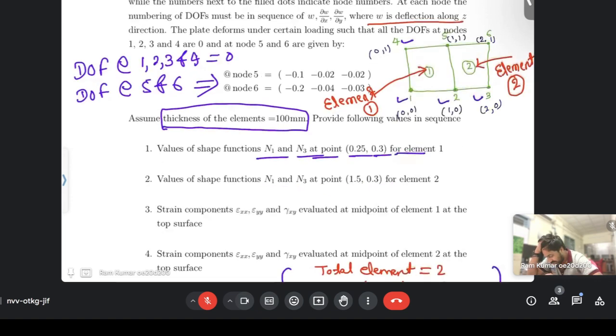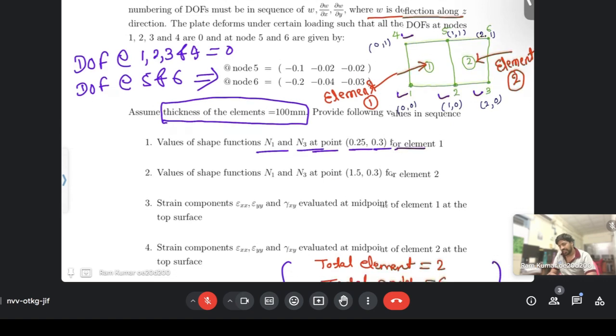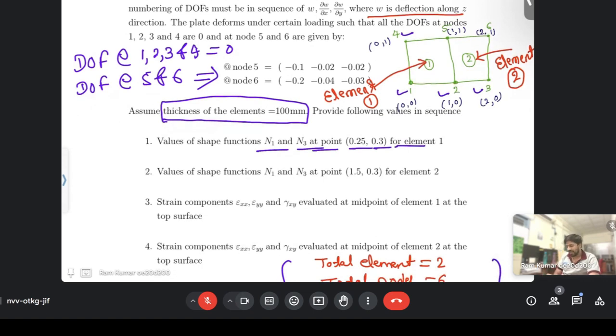Okay, then how can we start? So actually we have to find shape functions N1 and N3. For the Kirchhoff element, we have predefined ones, like we already derived everything. If you go through the video, you will get to know how to derive shape functions for the Kirchhoff plate bending element. I already have the solution of this problem.